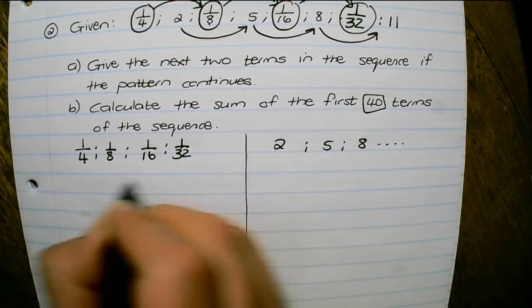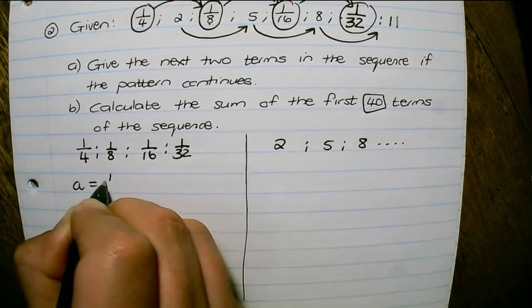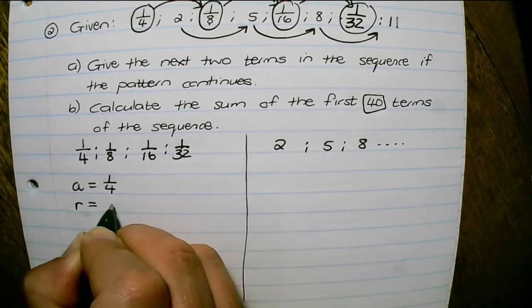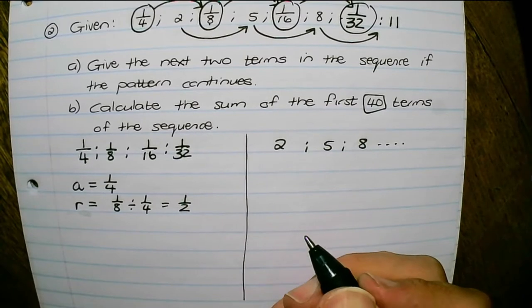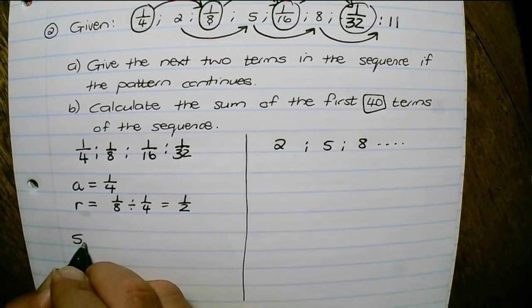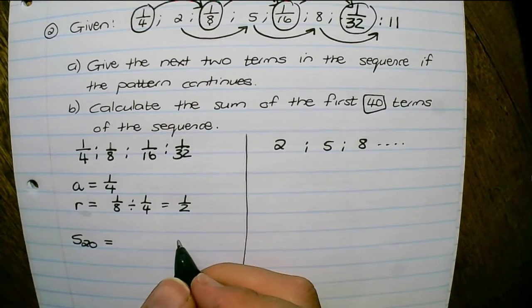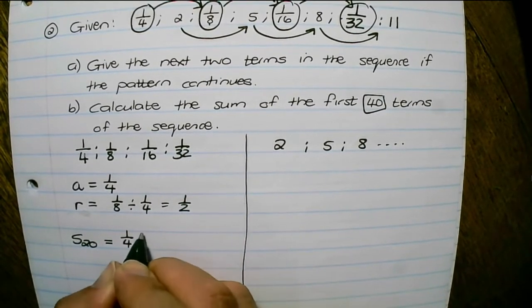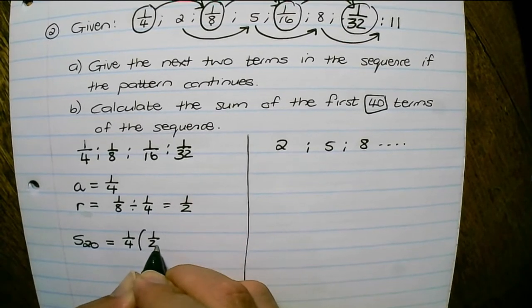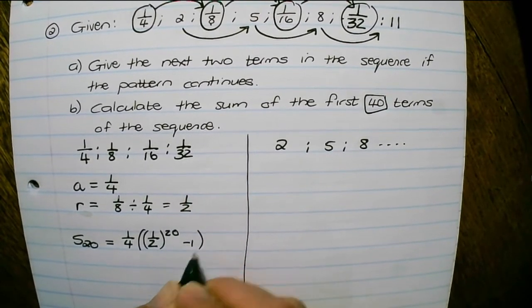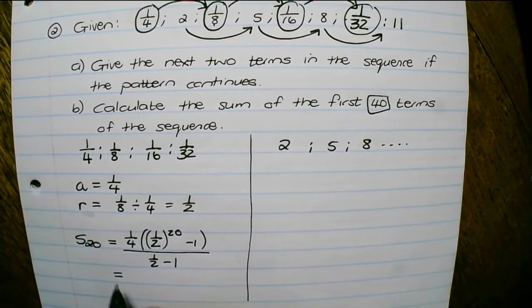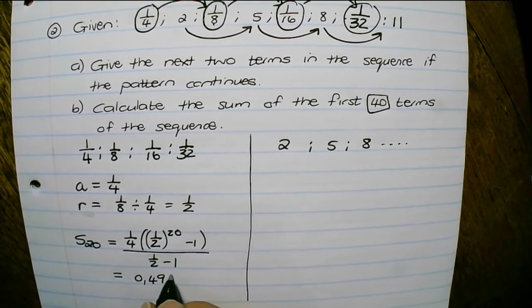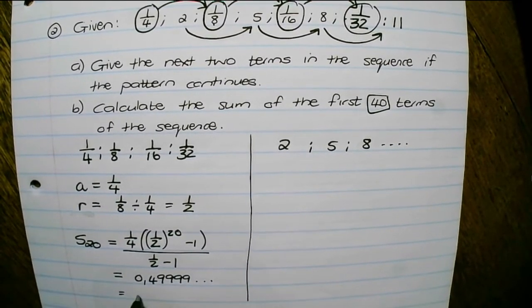Now, with the geometric pattern, I can see that the a value is a quarter, and the ratio would be 1/8 divided by 1/4, which is a half. So the sum of the 20 terms would be equal to a quarter, and in brackets, a half raised to the power of 20 minus 1, divided by a half minus 1, which equals 0.4999 recurring, which we can round off to a half.